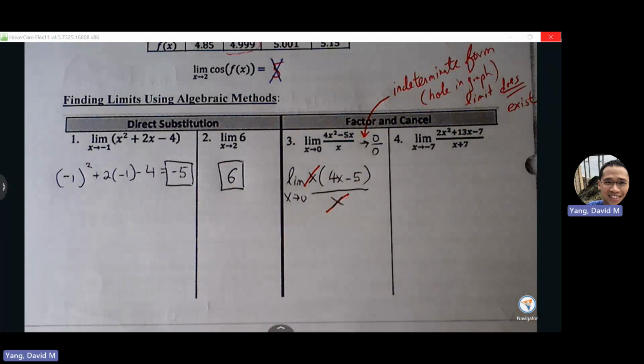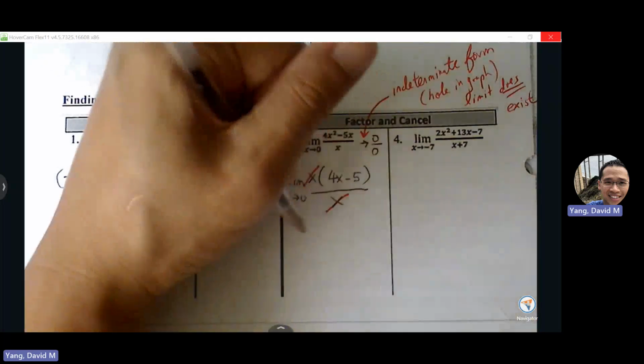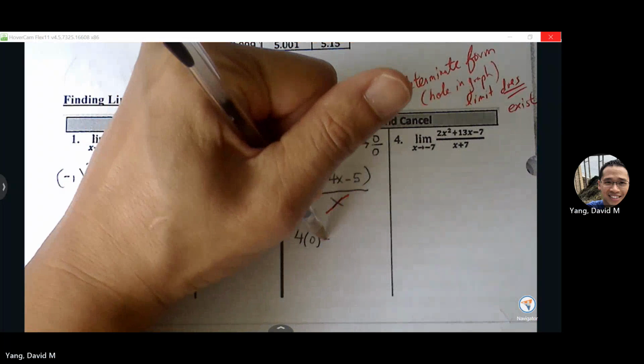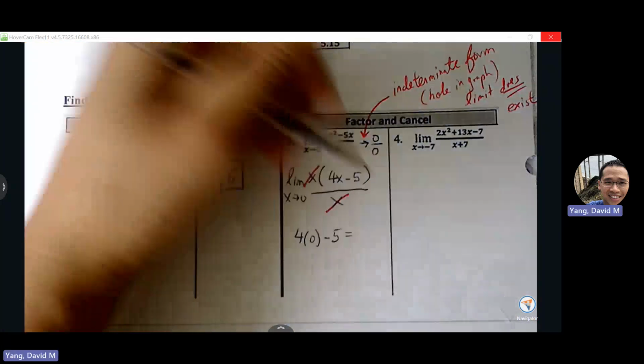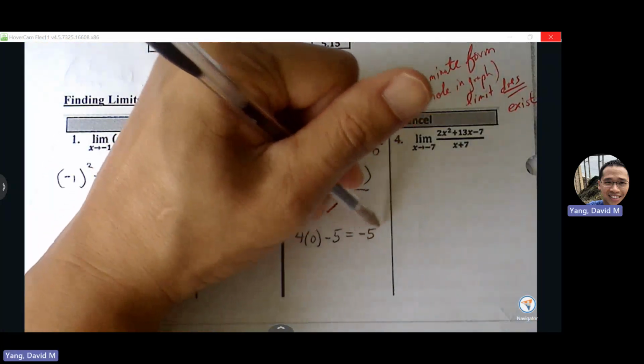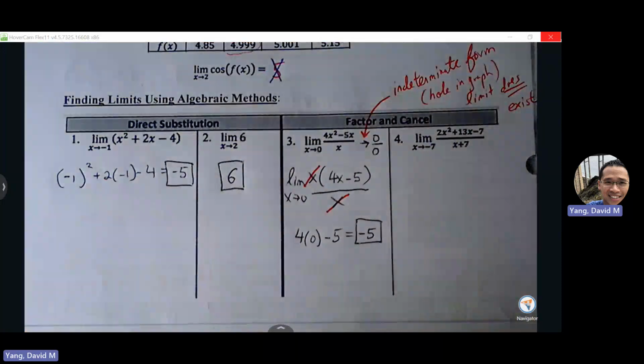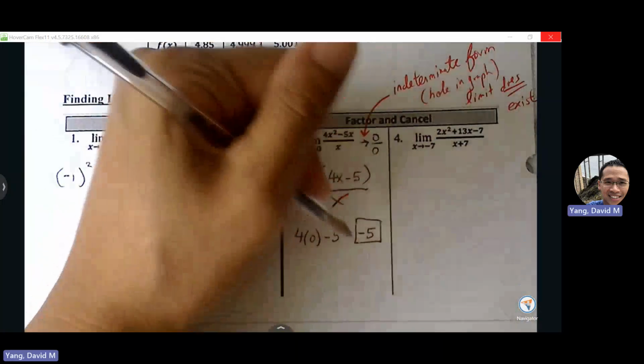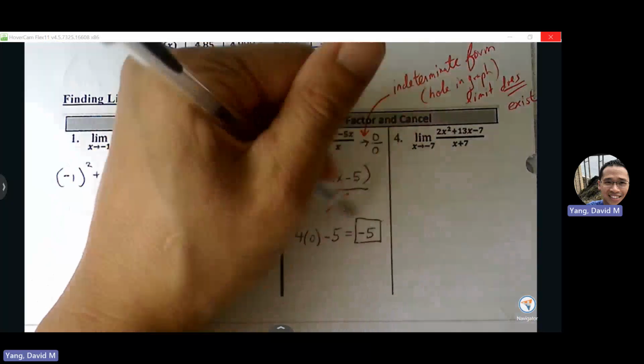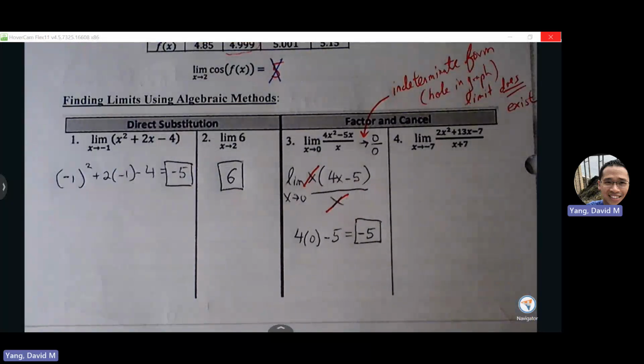So if I do direct substitution in for x, what do I get? -5. So that is your limit. So if you were to look at the graph, it would have a hole at a y value of -5, and that is how we can read and find a limit without having to rely on the graph.